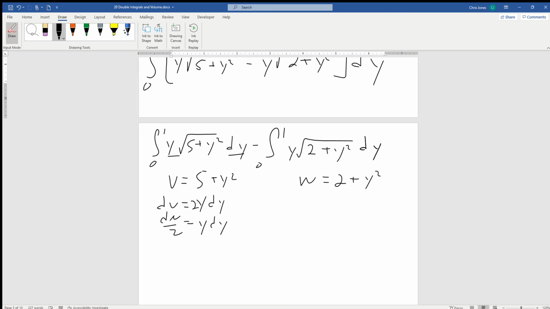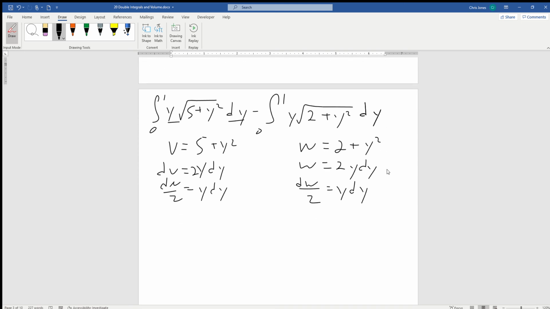And then over here, we're going to get the exact same thing. W equals 2y dy, and instead of du, we're going to have dw over 2 equals y dy. And now what we can do is substitute into the integrals. I'm going to use bounds c to d. Instead of square root of 5 plus y squared, I'm just going to say square root of v. And then instead of y dy, we have dv over 2.